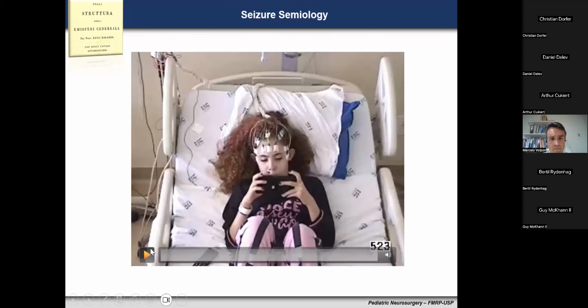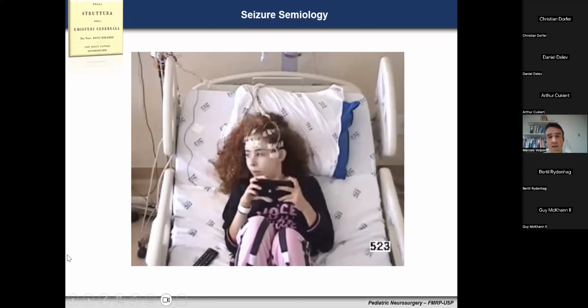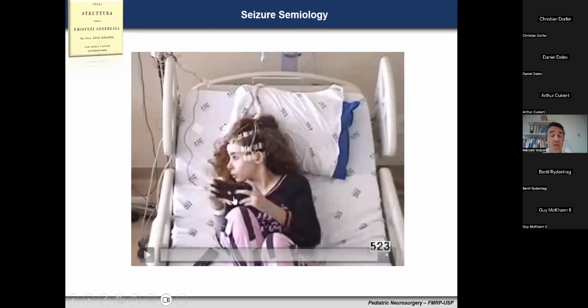This is her seizure. Very interesting because she's playing with her cell phone, and then she starts twitching just around her mouth. And then she realizes very quickly that she's seizing and calls for her mom.